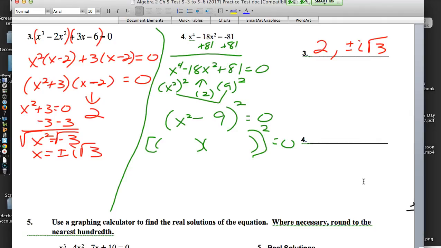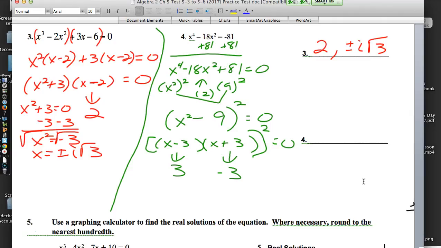What does x squared minus 9 factor into? X minus 3 and x plus 3. It's a difference of 2 squares. Cool-a-rooney. So the zeros are what and what? 3 and negative 3.